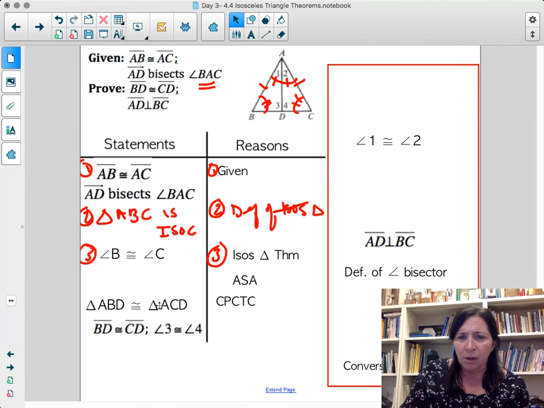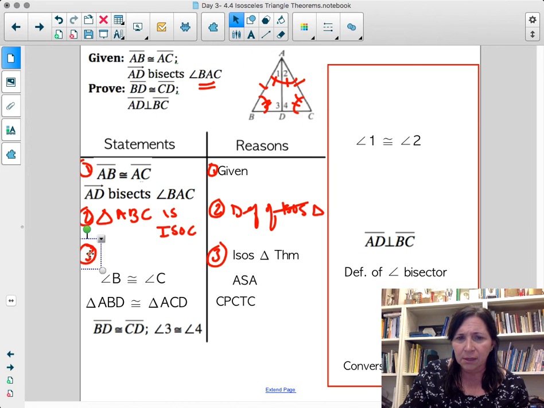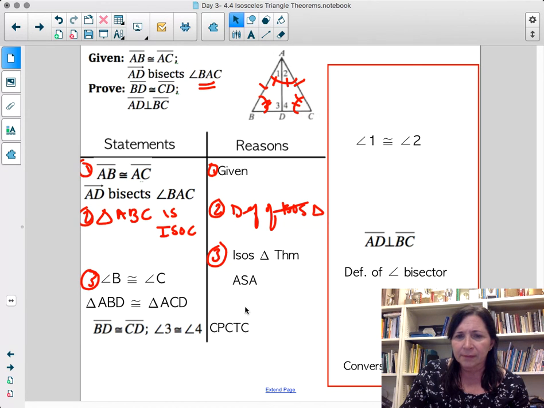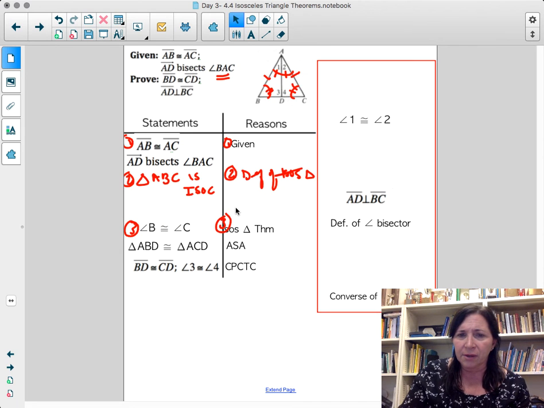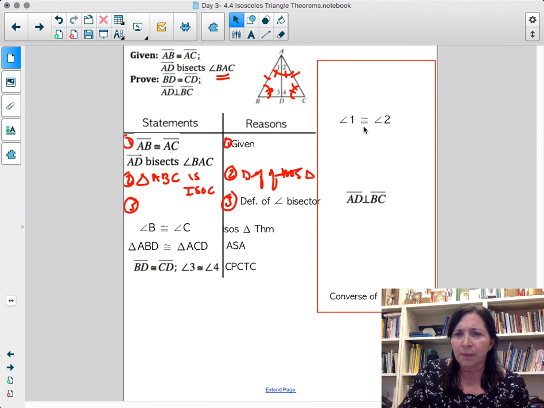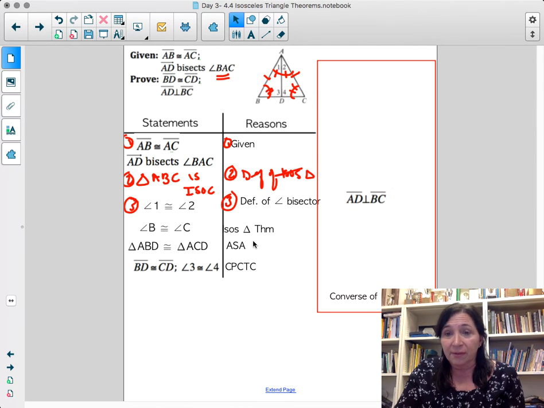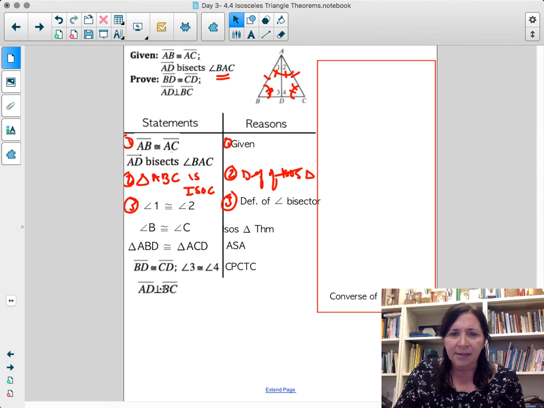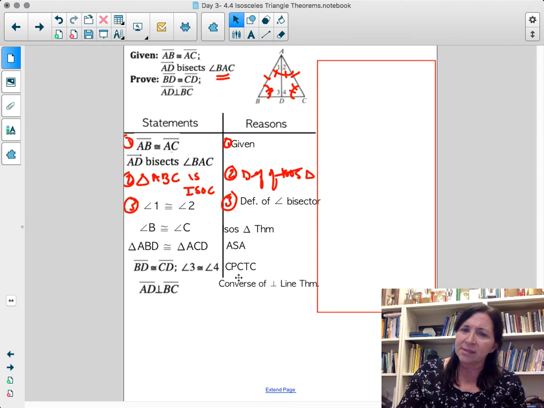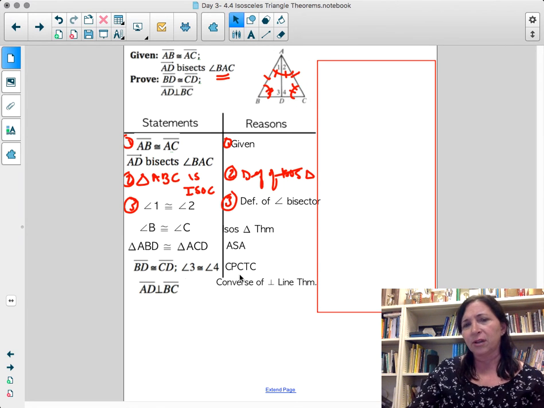So I'm going to bring all of this down. And what I'm going to say first is that 1 is congruent to 2, by the definition of an angle bisector. If AD bisects BAC, then 1 is congruent to 2. So that's my angle side angle. That's important to say first. And lastly, I can say AD is perpendicular to BC because of the converse of the perpendicular line theorem.